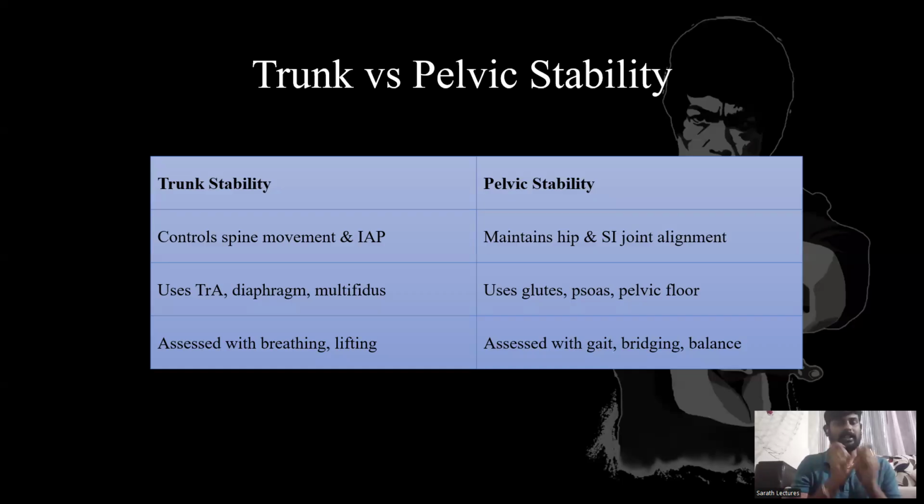But trunk stability focuses most on lifting, twisting activity, side bending activity, forward bending activity, any weight lifting activity along with the breathing. Pelvic stability is like lower limb activity, gait activity, bridging activity, balance activity, single leg activity and all. It is mainly maintained by the pelvis.